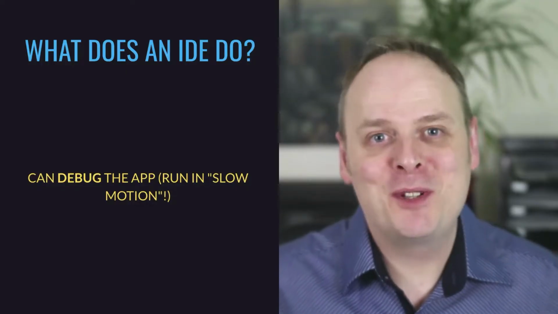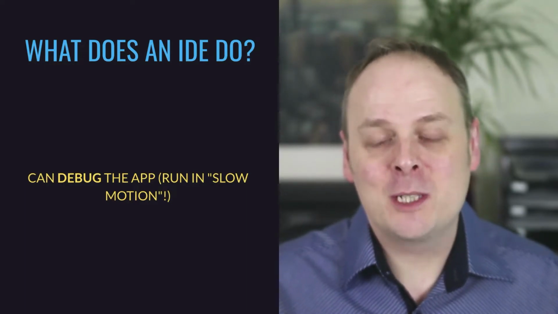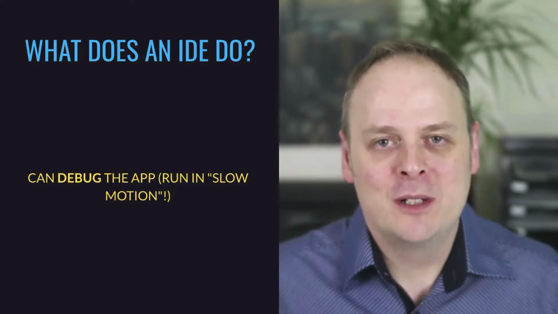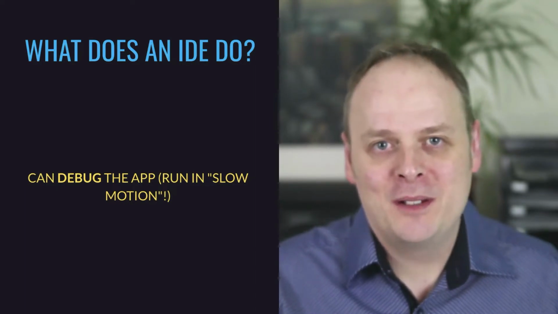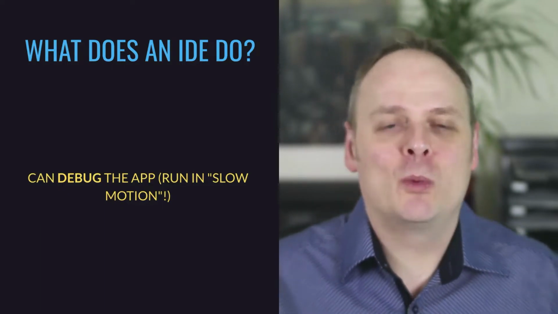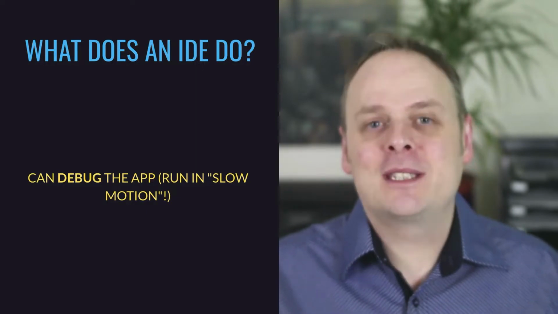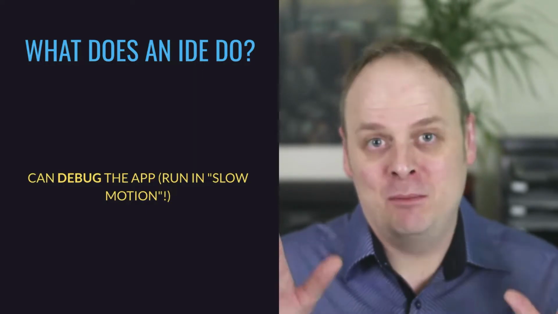And finally, one of the best features of an IDE, in my opinion, is the ability to actually debug a program. So as programmers, we write program code, and obviously we're writing program code because we're assuming what we're writing is actually going to work. More often than not, it doesn't work, or at least if it doesn't work completely, there might be a few issues with it which we've got to try and fix. And the best way of fixing those is actually to run the program in slow motion.